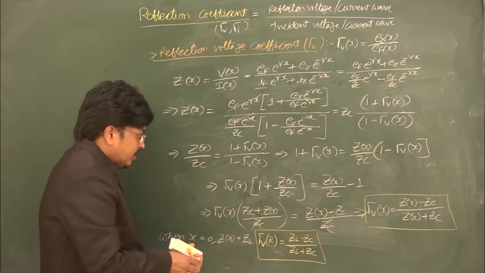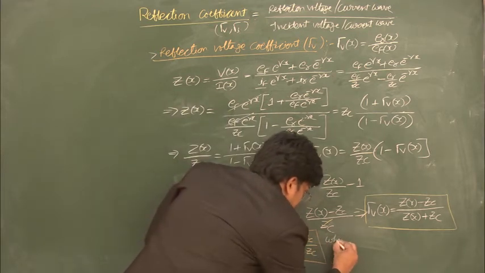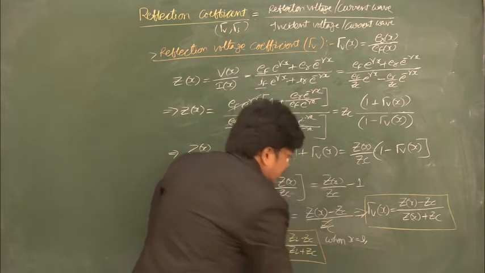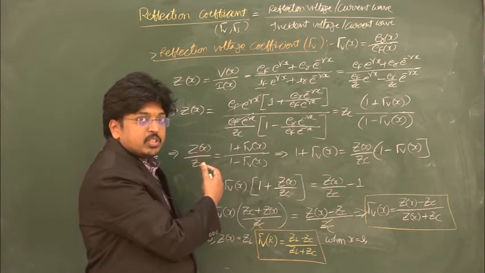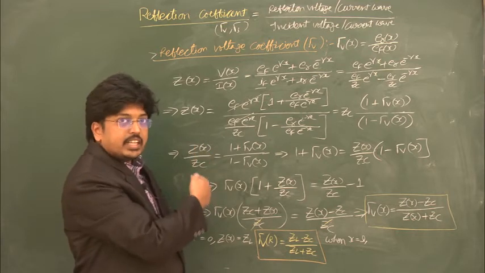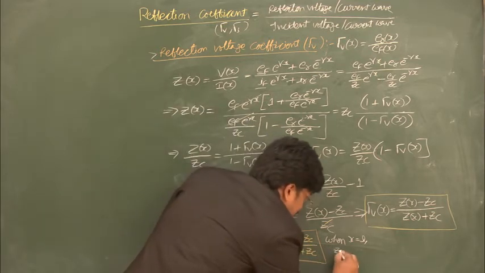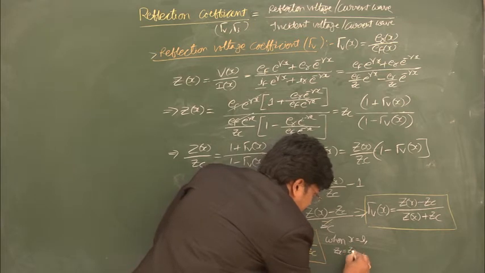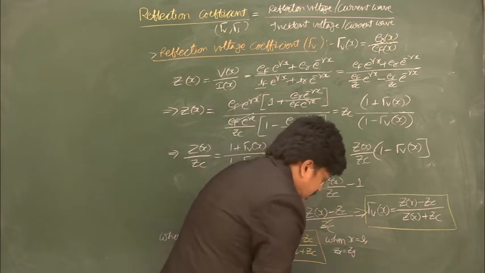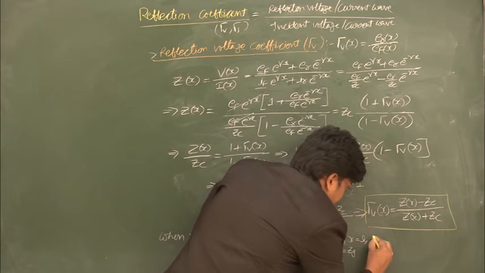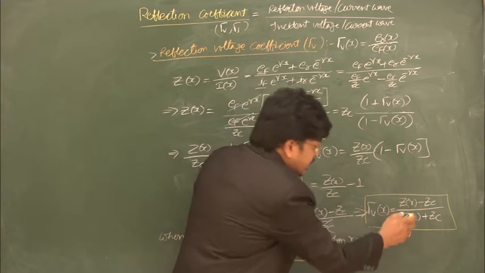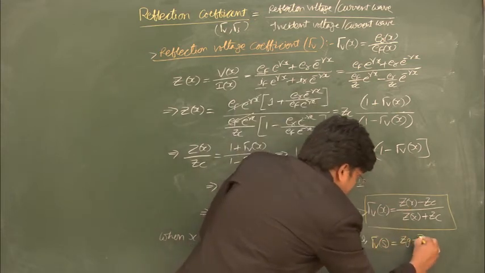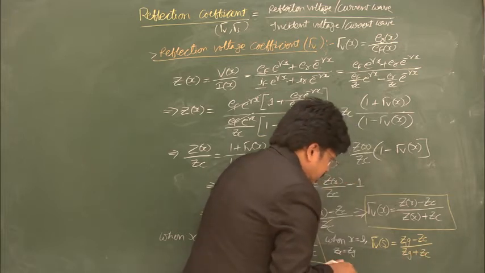In a similar manner, when x is equivalent to L, that means from the receiving end side, the total length of the transmission line, the position is at the sending end side. So Zx is equivalent to the sending end impedance, Zg. Therefore, the reflection coefficient at the sending end side, eta V of x, substituting Zx equivalent to Zg, is (Zg minus Zc) by (Zg plus Zc).